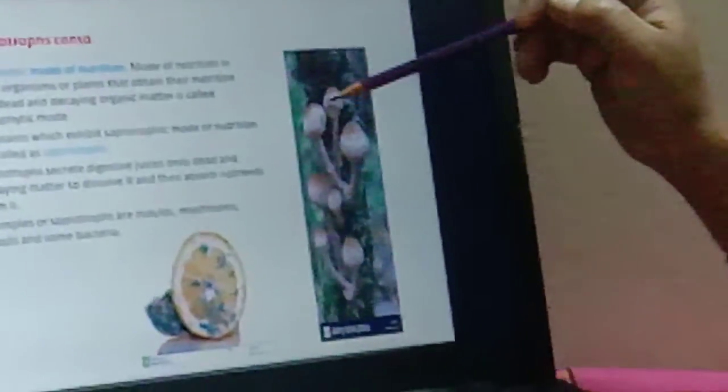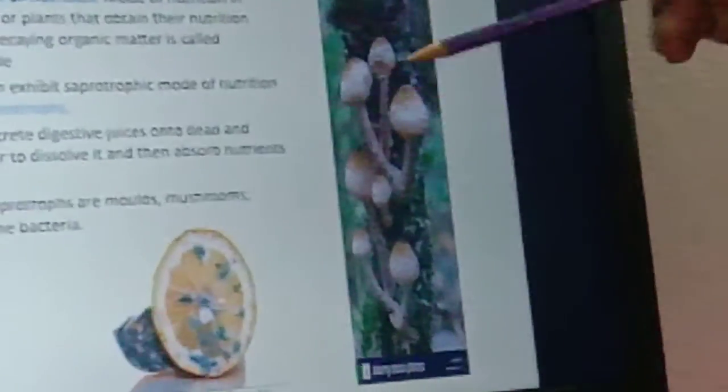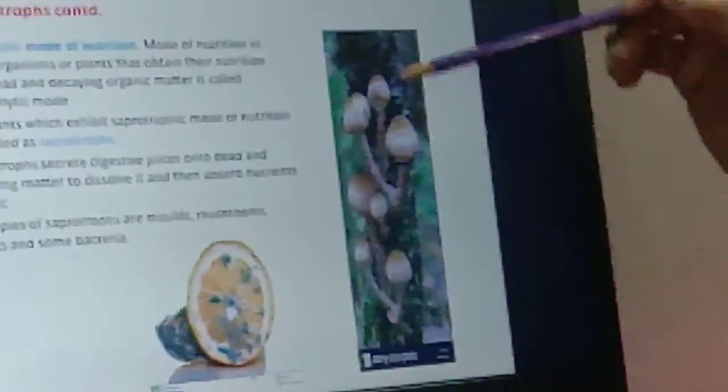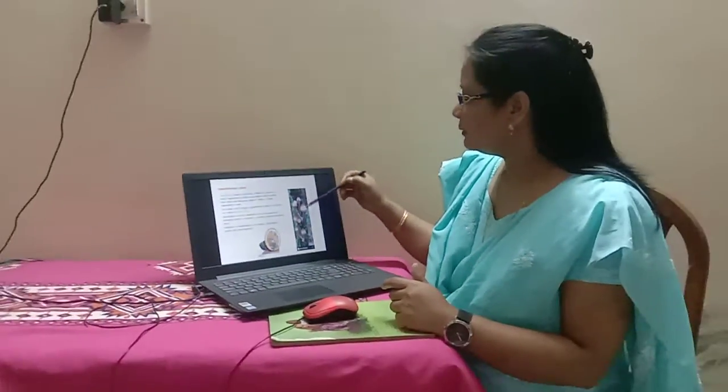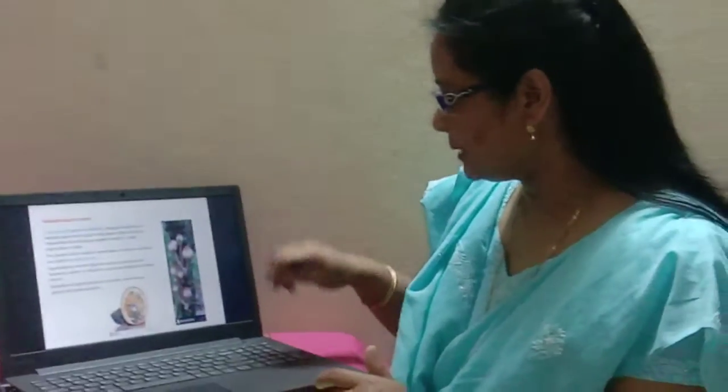You can see the moulds developing on a lemon, the mushrooms developing on the dead and decaying log of wood. Right? It is absorbing the minerals from the dead and decaying matter.